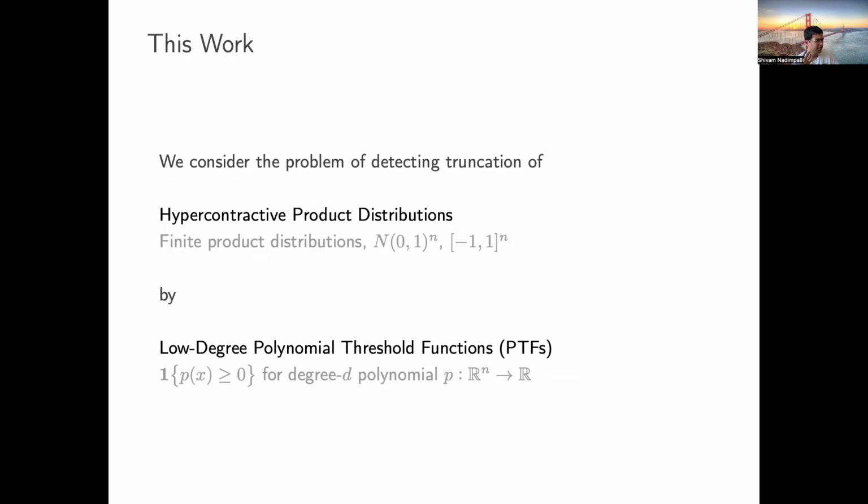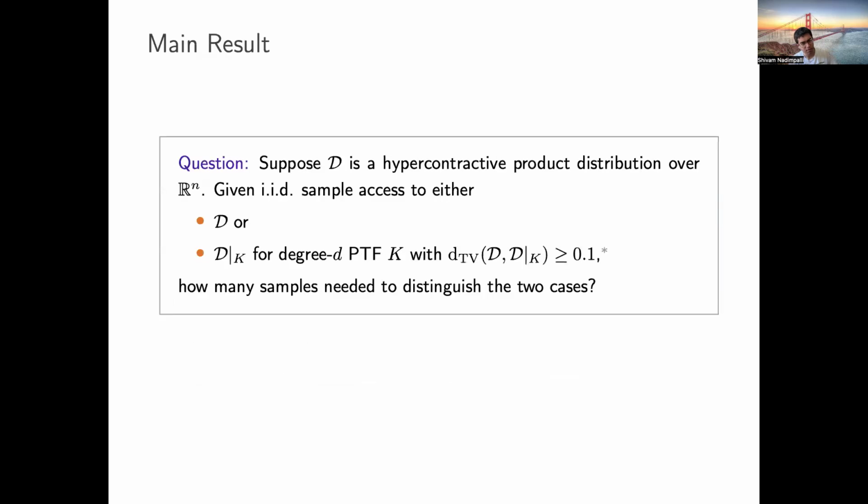And as a running example, you might just want to keep the uniform distribution on plus minus 1 to the n, the Boolean hypercube, in mind for the rest of the talk. So our main result is the following. Say you want to distinguish between access to D versus D conditioned on a degree d polynomial threshold function. We require one minor technical condition, which is that the measure of the polynomial threshold function under D is not too small. But I'm going to sweep this under the rug for now.